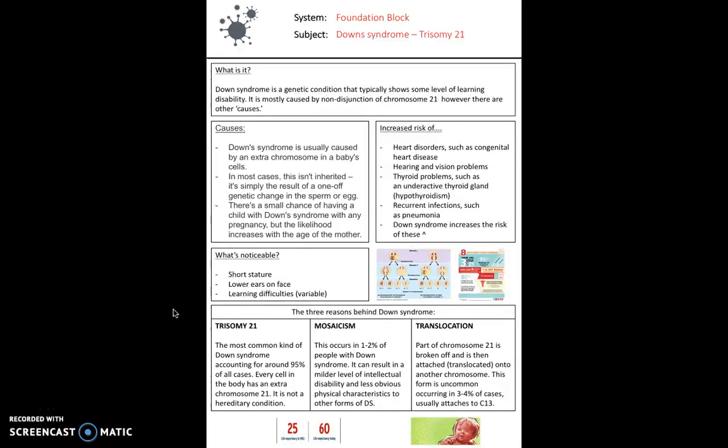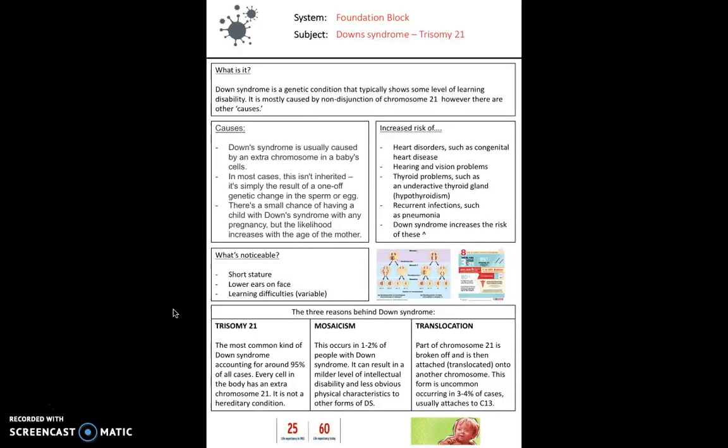Having said that, we shouldn't forget about the 2 other reasons that are behind Down syndrome. So for example, mosaicism. This occurs in around 1 to 2%, so this is the least common. But it can result in a milder level of intellectual deficit in Down syndrome. And lastly, translocation. So this is where part of chromosome 21 breaks off and then is attached.